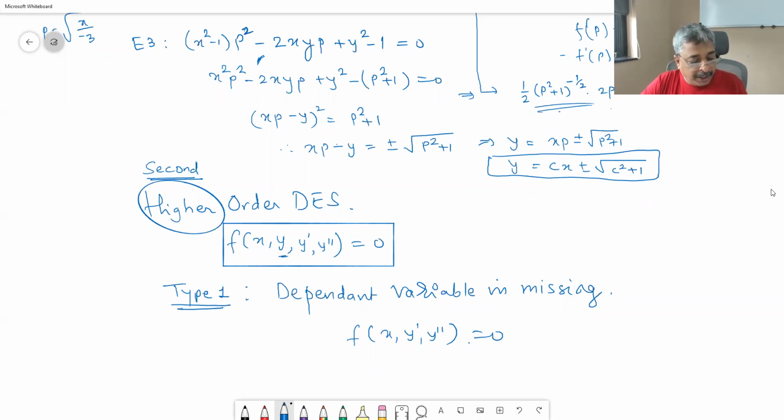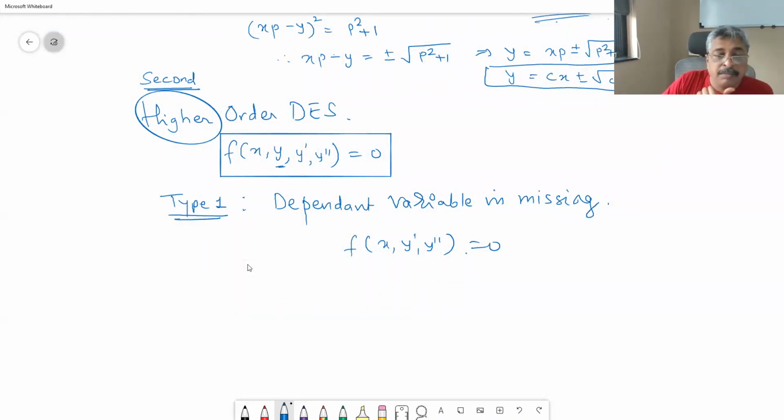Maybe before telling you the trick, let me give you one problem. You try to develop your own trick. Problem number 1, example 1: x y double dash minus y dash is equal to 3x square. Try to solve this. This is of the kind where y is missing.